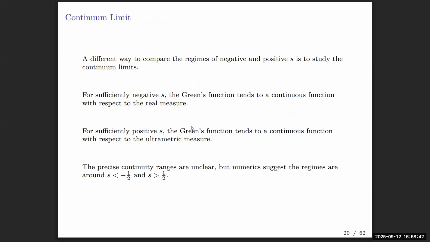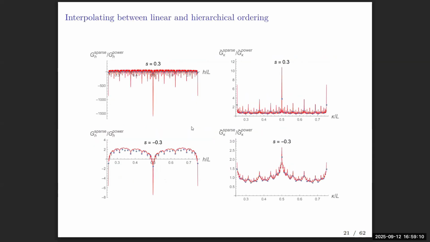Another way to compare is to look at continuum limits. It turns out that lattice models don't always have a continuum description. As we vary s, the model will change from having a continuum limit in terms of standard real numbers to a continuum limit in terms of these tree boundaries. We don't have firm results for the continuity ranges, but roughly it seems like s less than a half or greater than a half is when you get this kind of continuity.